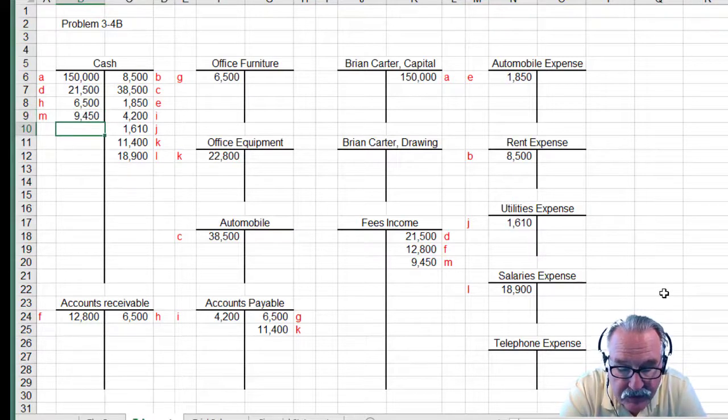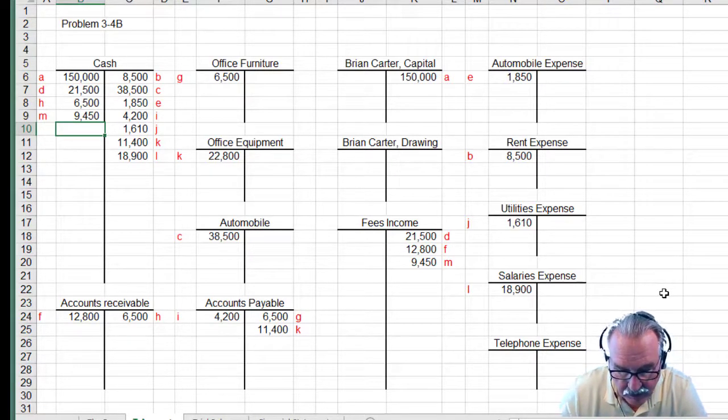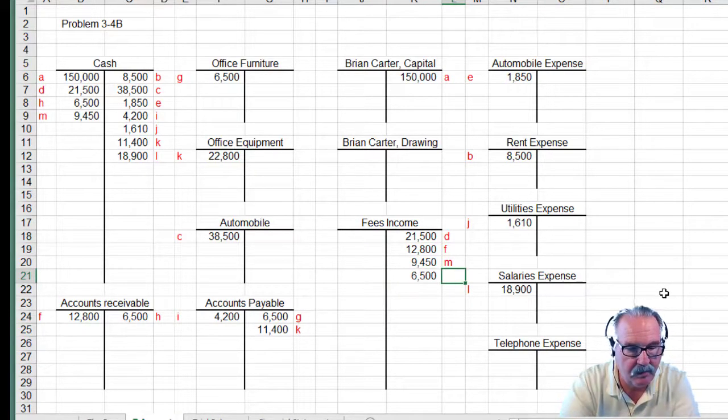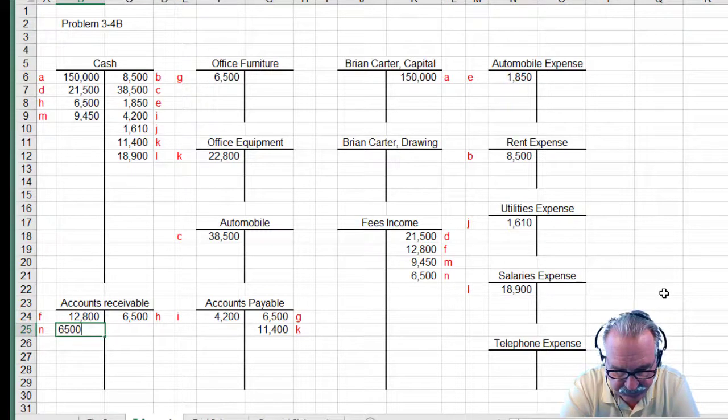Transaction N, perform services for $6,500 on credit. This time we still have revenue. Anytime you see performed services, you're talking about revenue. $6,500, but we didn't get paid right now. We're going to get paid sometime in the future. Debit accounts receivable, $6,500. Credit fees income, $6,500.